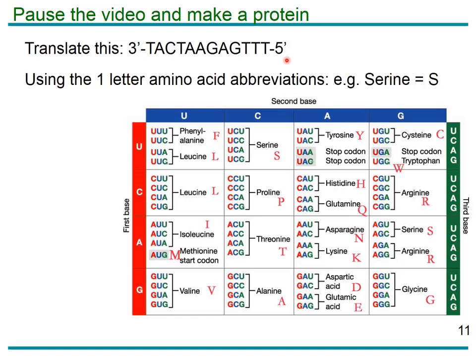You need to be able to identify whether this is the template or the non-template strand of DNA. You need to create the appropriate mRNA, and then you need to use the one-letter amino acid abbreviations, such as this F for phenylalanine or this S for serine, and the appropriate codons on your mRNA to make an amino acid sequence that will be part of our growing polypeptide.